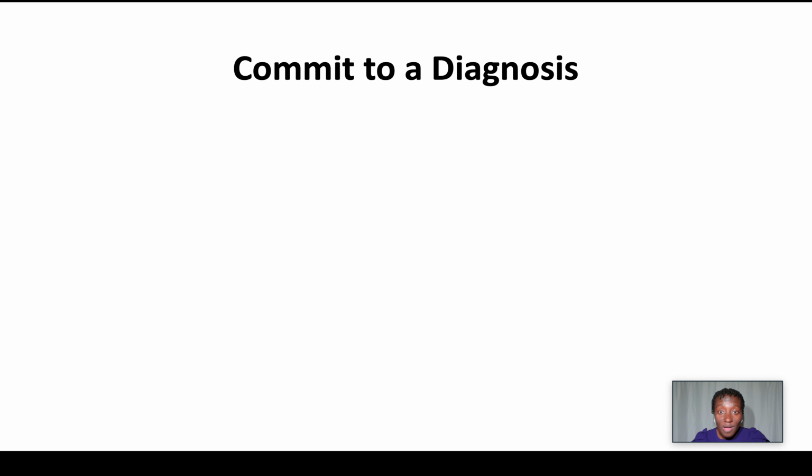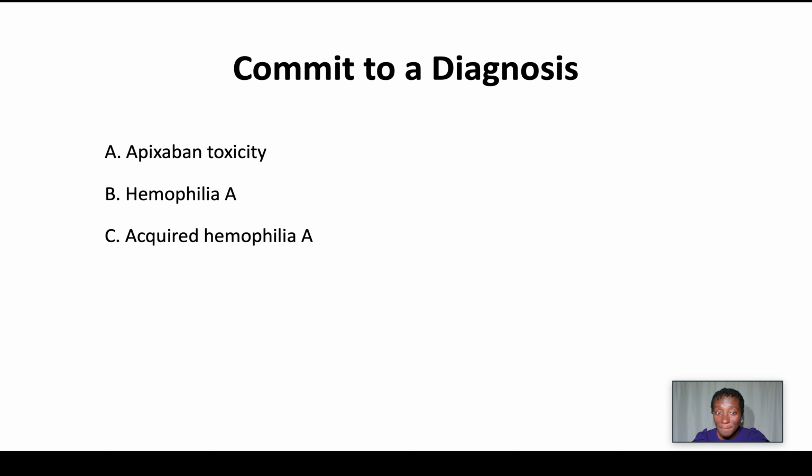Now, I want you to commit to a diagnosis. Does she have Apixaban toxicity, hemophilia A that is acquired, so factor VIII inhibitor, hemophilia B, or von Willebrand disease?